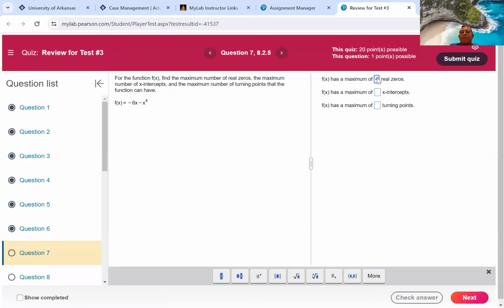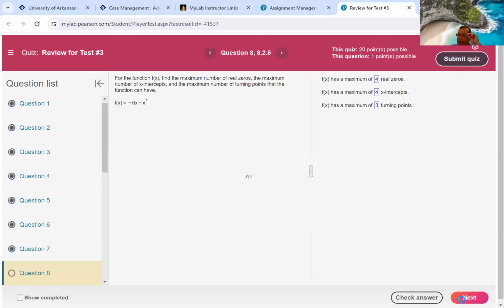Well, if the maximum number of real zeros is 4, what's the maximum number of x-intercepts? 4. Those two got to match. Remember, zeros and x-intercepts, and the turning points subtract by 1. So what are you getting? 3. So the first two exactly equal the degree. The turning points, take that 4, subtract 1, and get me a 3, okay?